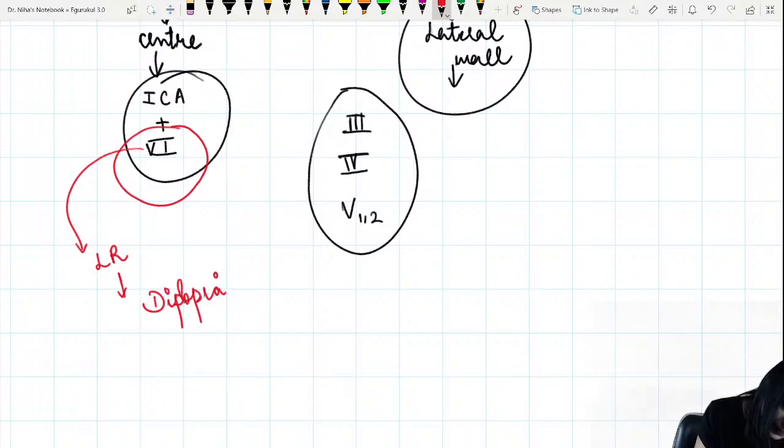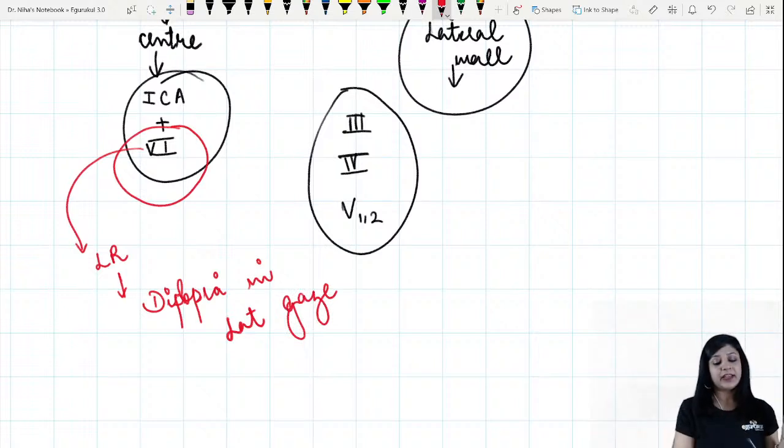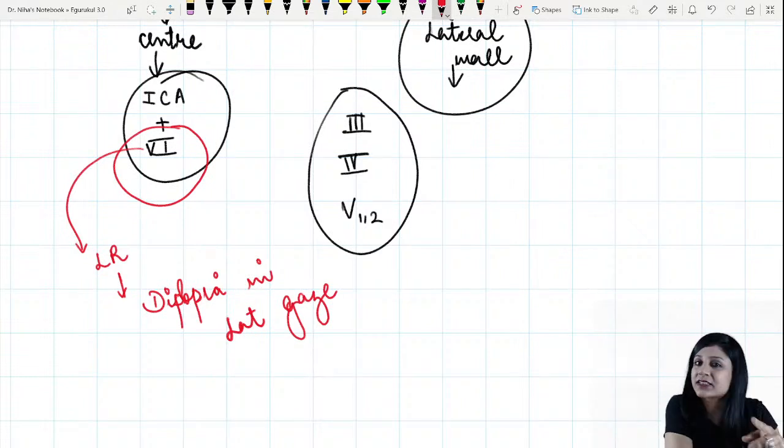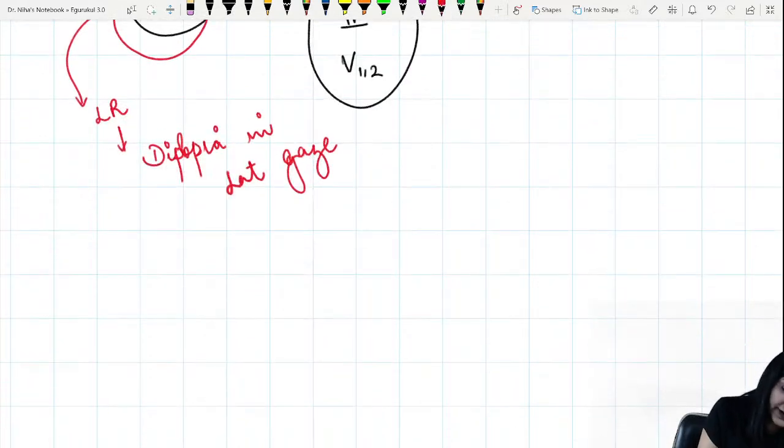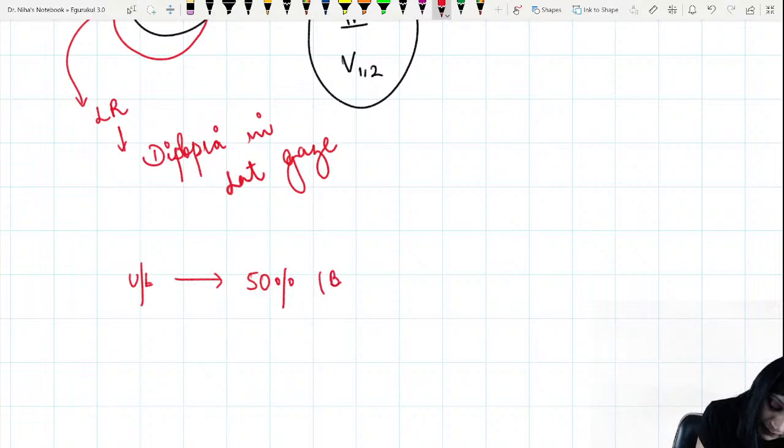Diplopia in the lateral gaze. Sixth nerve is involved, so lateral rectus is involved, causing diplopia in the lateral gaze. This is the first thing. It is actually unilateral to start with, and in 50% of the cases it can become bilateral.